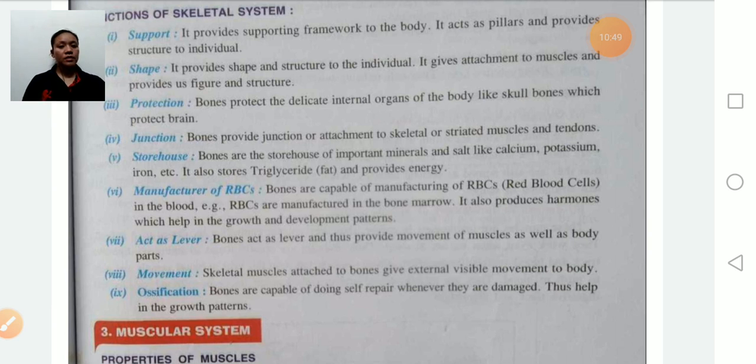Act as levers. Bone acts as levers, thus providing movement of the muscles. Bones act as levers, and due to this they provide body part movement. Skeletal muscle attached to the bones gives external visible movement to the body. The muscles which are attached to the skeleton provide you external movement which is visible.